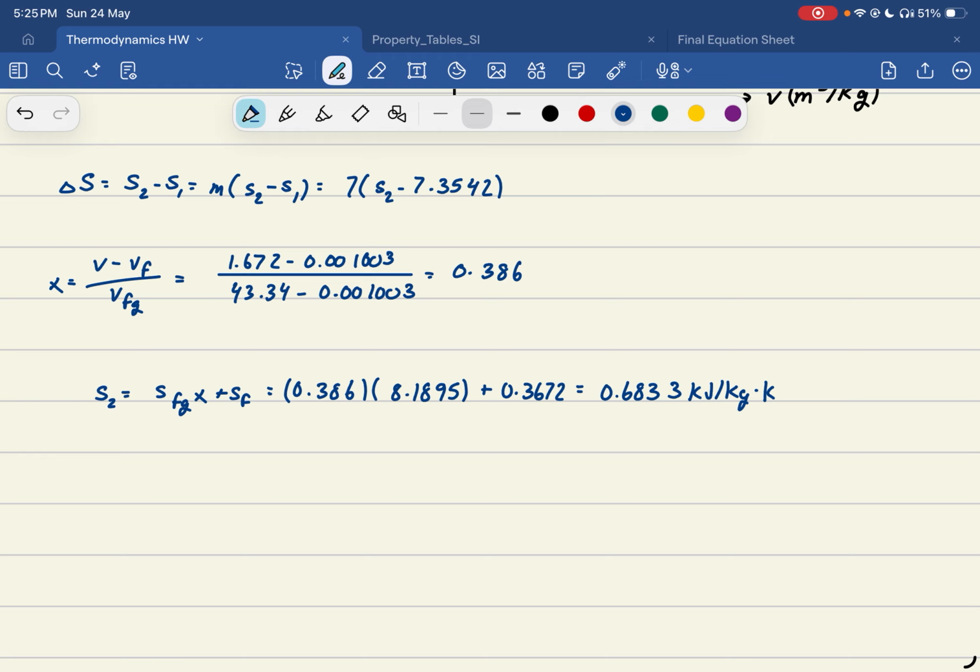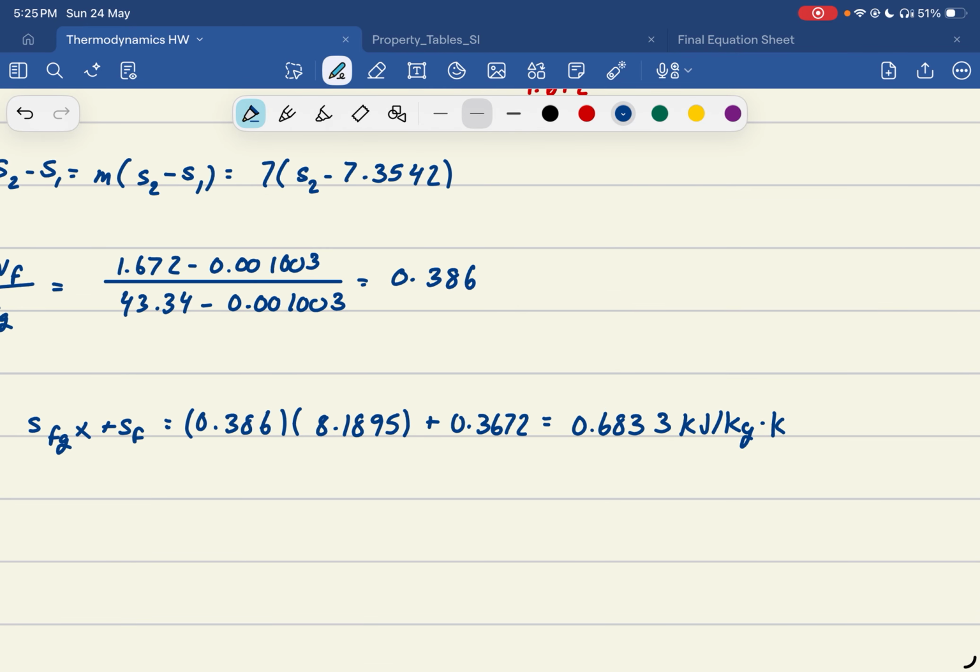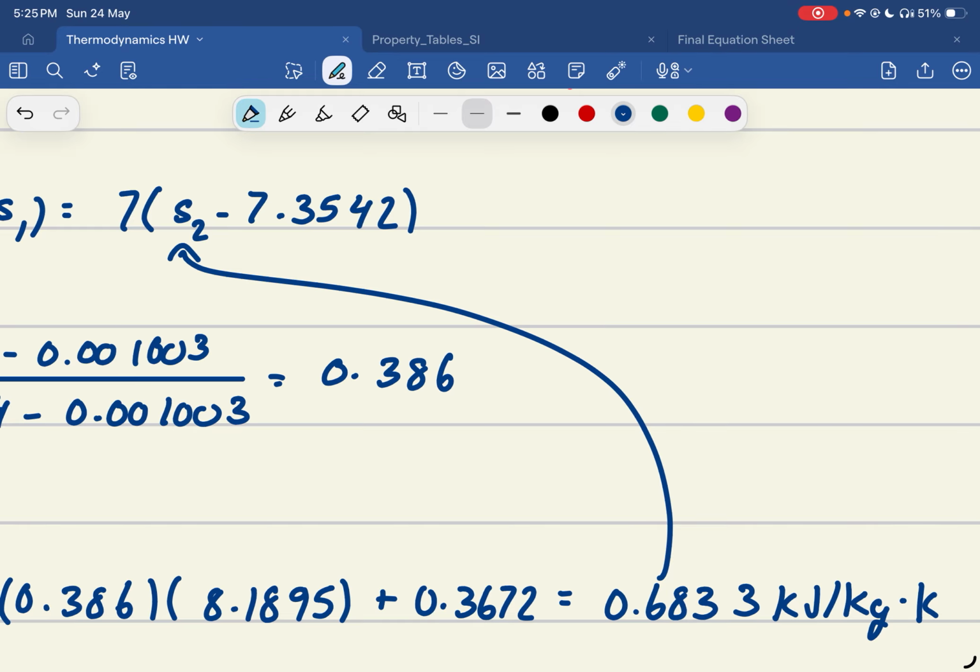Okay, so plugging that back in, this should be here, and that should be 0.6833 minus 7.3542 times 7, which should be equal to negative 46.7 kilojoules per Kelvin.